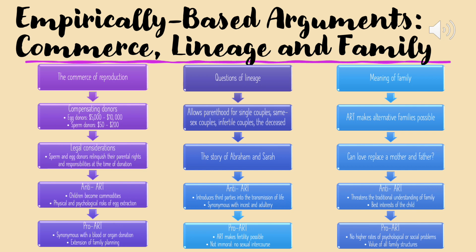Those who are against ART say that ART threatens the traditional understanding of family and questions what the best interests of children are and what the long-term outcomes are for these children, stating things such as children born of ART have been found to have higher rates of cleft palates, and that with ART there is a greater chance of having twins or triplets, multiple births, and the long-term effects, positive or negative, this may have on the children.